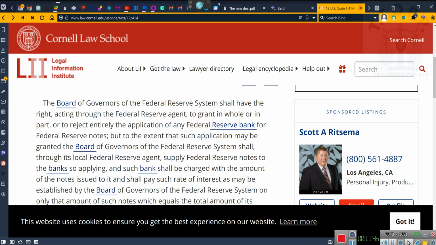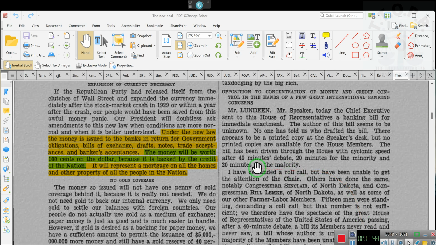Ladies and gentlemen, give me a second. What you all did not know is this was from a speech given by Mr. Louis McFadden. Louis McFadden gave this speech in 1932 in the month of June. Under the new law, the money is issued to the banks in return for government obligations, bills of exchange, drafts, notes, trade acceptances, and bankers' acceptances. So when you give the bank the promissory note, they receive the new money according to section 412. That's where it is codified, people.